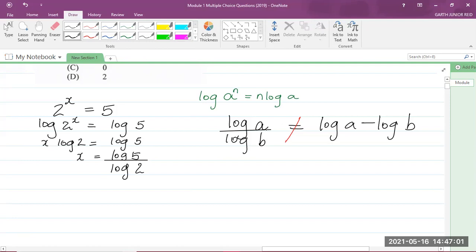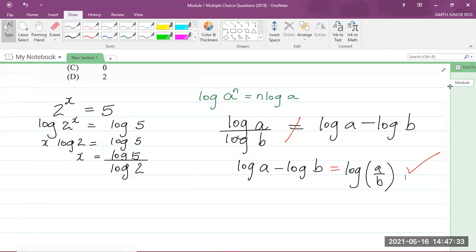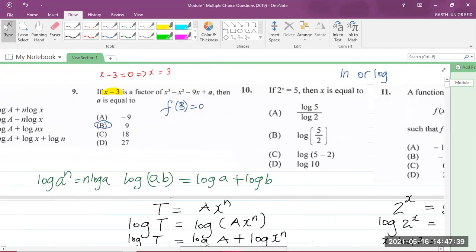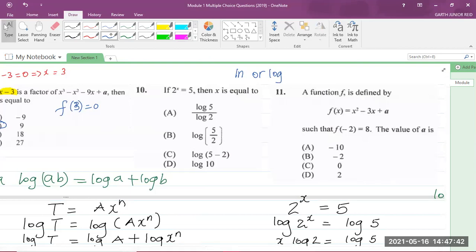What they mix up here is that the logarithm of A minus the logarithm of B is equal to the logarithm of A divided by B. All right, that is a true statement, but the one above here is false. So I just wanted to point that out. So it means that x is equal to the logarithm of 5 divided by the logarithm of 2, which is A. A is our answer.